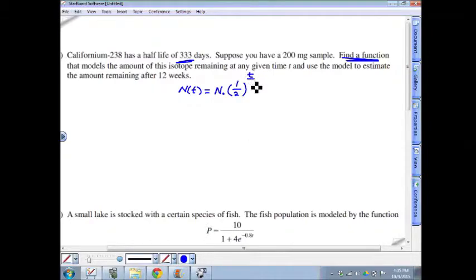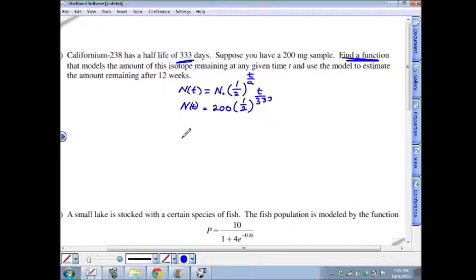And the exponent is still t for time over a, which is the amount of time required to complete a half-life cycle. And in this case, it's 333 days. So our model is going to be 200 for the initial count, or amount. Base of 1/2, the exponent is time over 333 days. So there's our function, or our model.